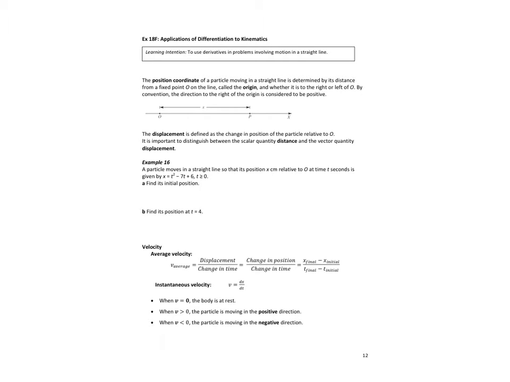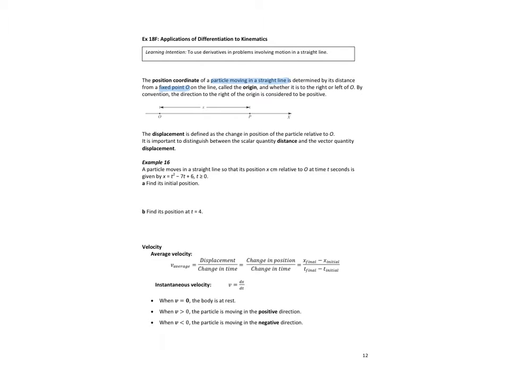So when we talk about kinematics, we really talk about the motion of a particle, the movement of a particle from a particular fixed point. And we talk about straight line motion. The key attributes of kinematics are that the particle is moving in a straight line and the position is determined by its distance from the origin. If it's to the left of the origin, typically we have a negative distance. If it's to the right of the origin, we have a positive distance.